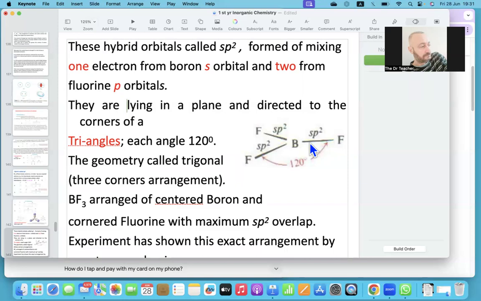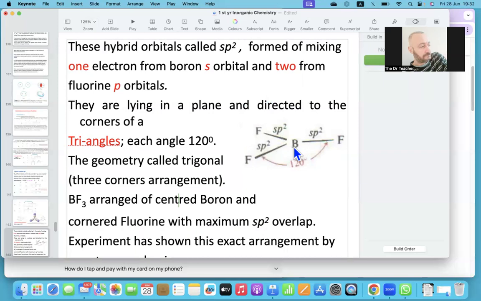So each one, so this is sp2, sp2, sp2. The geometry is called trigonal, or three corners arrangement. BF3 is arranged with boron at the center and fluorine at the corners, with the maximum sp2 overlap. So this is the most stable structure.